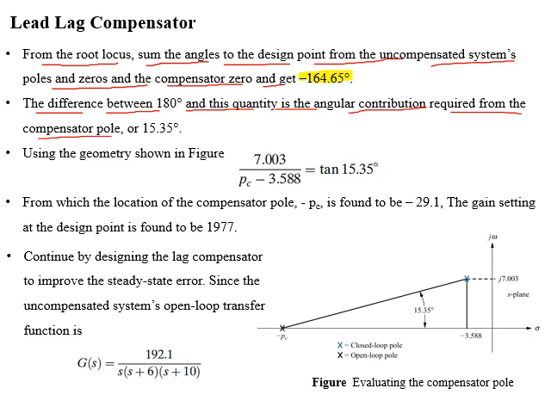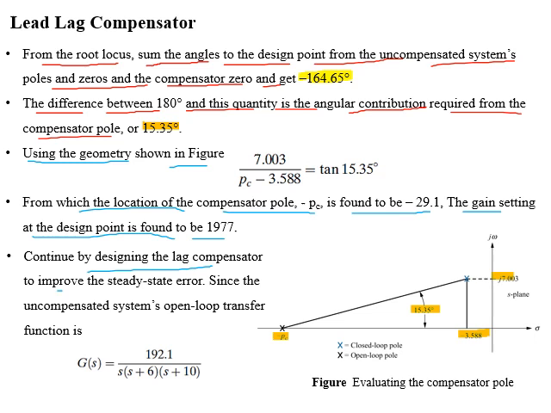Now the angular contribution required from the compensator pole is equal to 15.35 degrees. Now using the geometry from the figure, we will calculate the pole's location. From this, the location of the compensator pole is found to be minus 29.1, and we will again calculate the gain with compensator pole and zeros, and uncompensated system poles, and it is found to be equal to 1977.